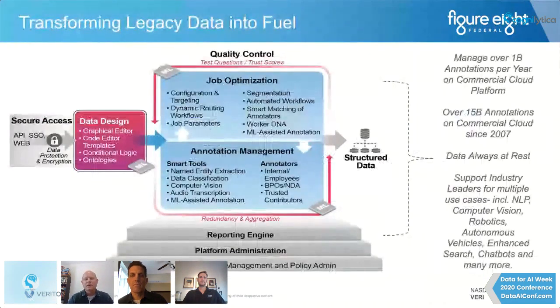So the last thing that I really want to focus in on is how do we do it? How is it that we're transforming legacy data overall into fuel? There's just a couple of key components that I want to highlight here about how Figure 8 Federal does what we do on the government side. So the first thing is that just like you saw in the last two slides, we're accessing all of our data. If we go on the far left, we can either upload it directly or we access it via API.